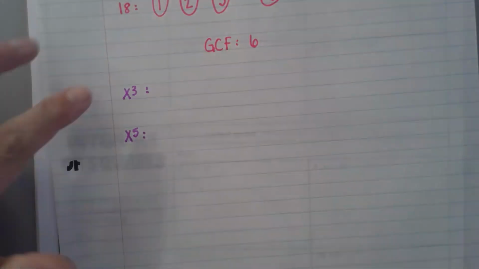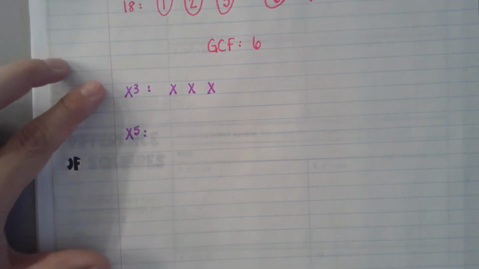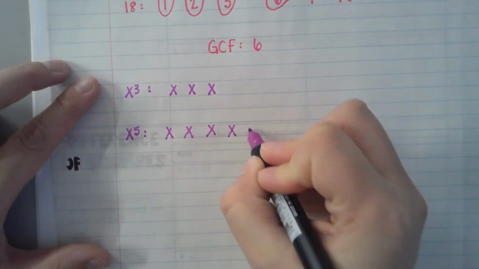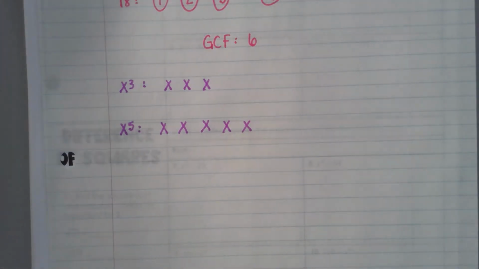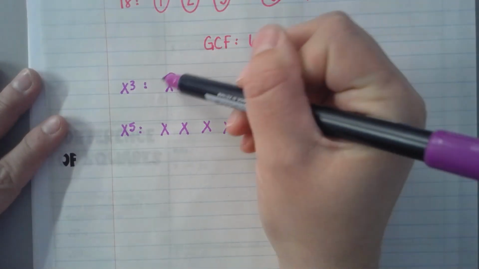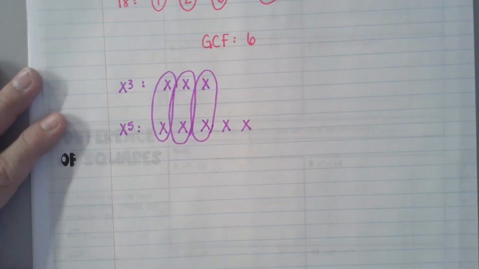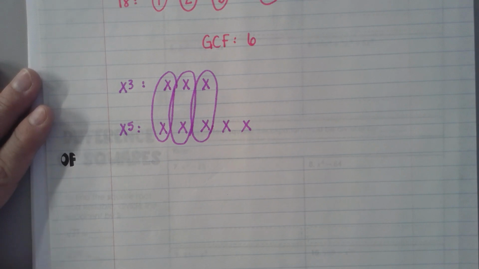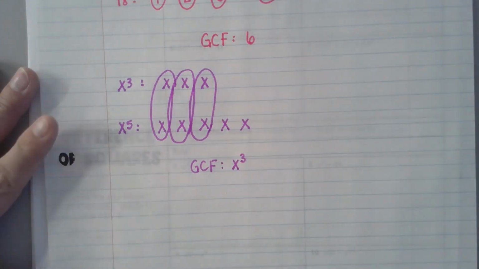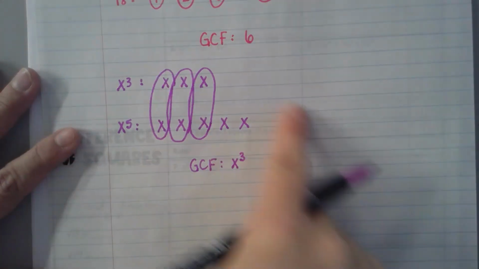So x to the third means x times x times x. x to the fifth means x, x, x, x, x. I'm going to circle all of the x's that they have in common. So there's 1, there's 2, and there's 3. They have 3 x's in common, which means the GCF is x to the third. Not bad, right? You don't have to write this out all the time.